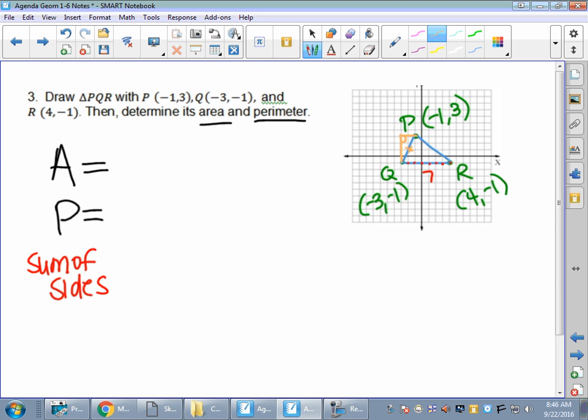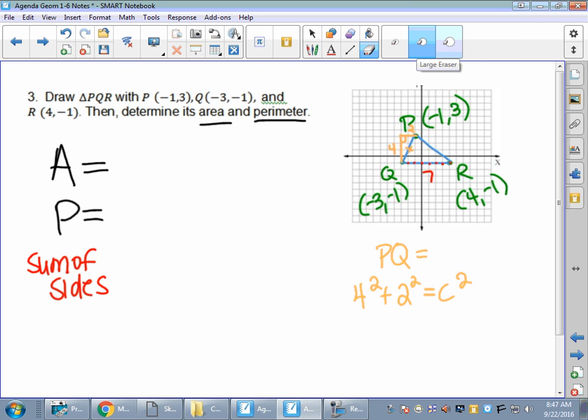I know that the height is 1, 2, 3, 4, and I know that this is 2. So to find PQ, I could do 4 squared plus 2 squared equals c squared. Remember Pythag. Let me write it right, then you'll remember it: a squared plus b squared equals c squared. A and b are the legs. C is always the hypotenuse.